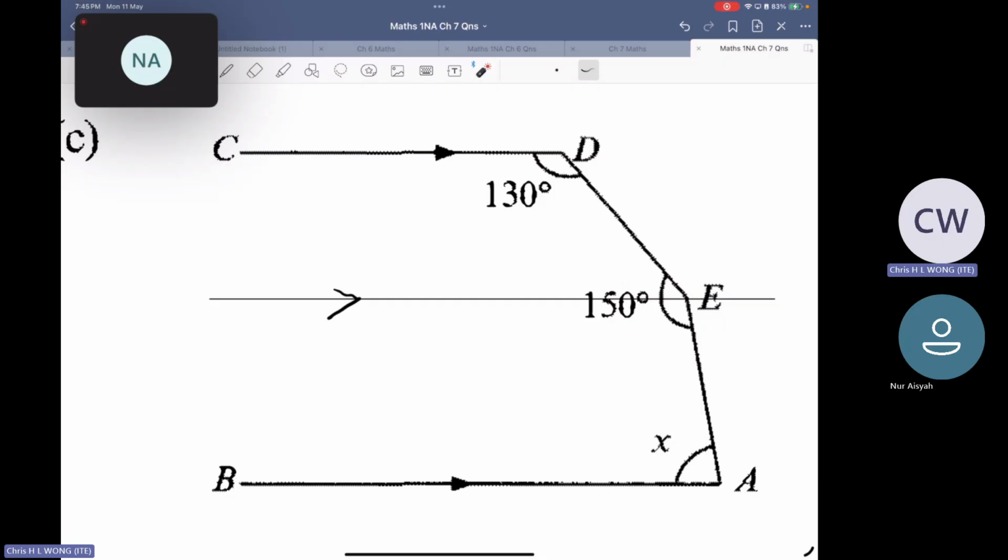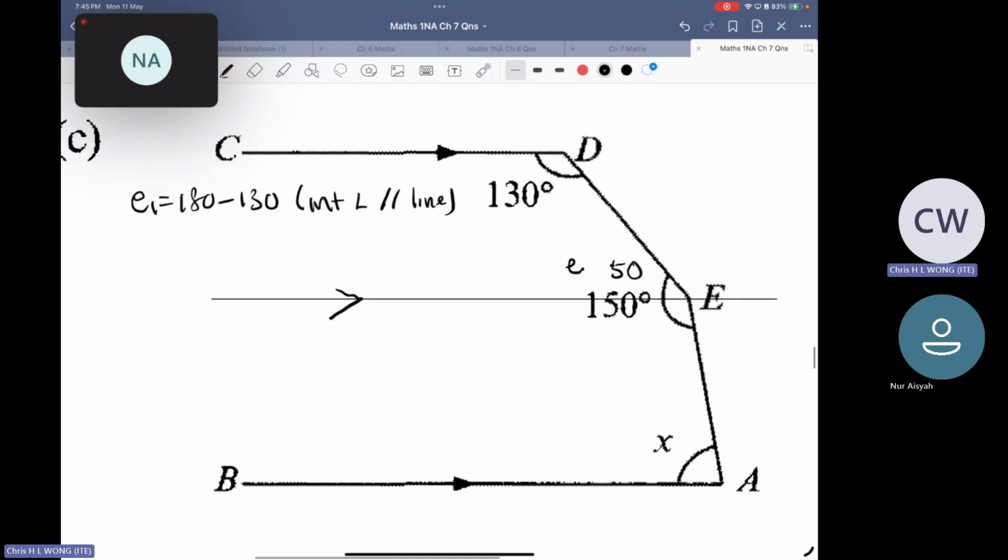So E1 is equal to 180 minus 130. The reason you learned already: interior angle between two parallel lines. This one you learned, isn't it? So this is 50. Now this E1 equals 50.